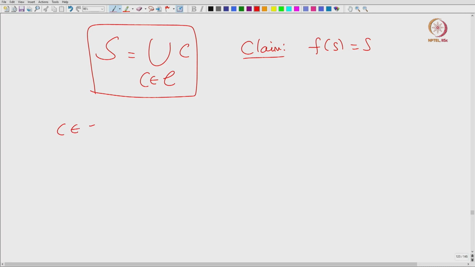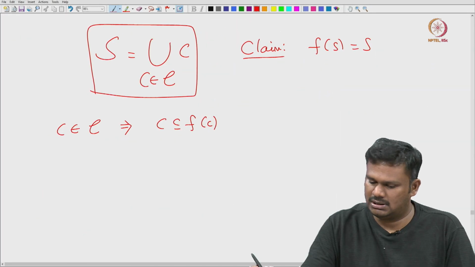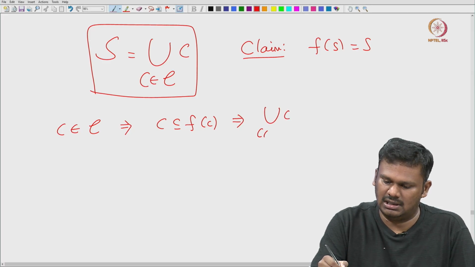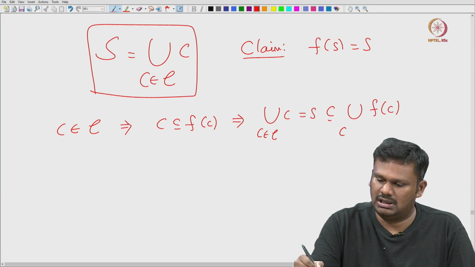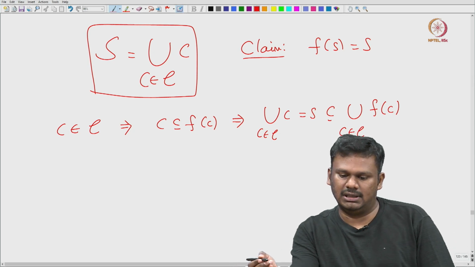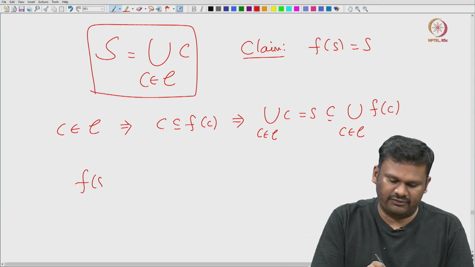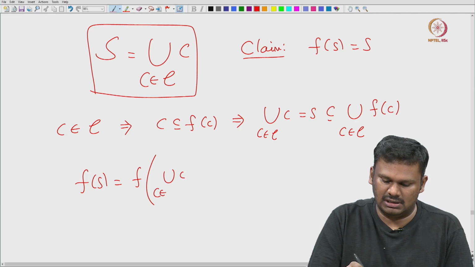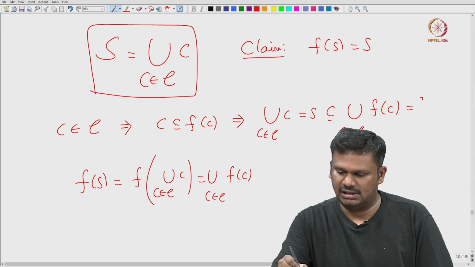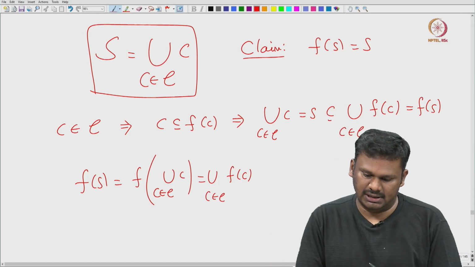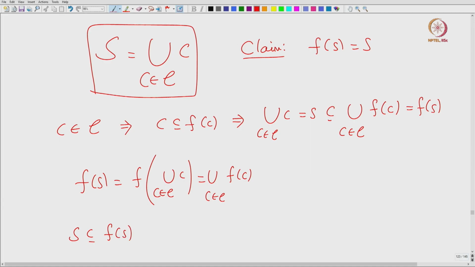So, now if I start with C in cal C, then that would imply that C is a subset of f of C. So, that is by definition. So, that means if I take the union of C in cal C, so that is our S, that is going to be contained in the union of f of C, C in cal C. Okay. So, this containment is already there. But what is f of S? So, f of S is going to be f of the union of C in cal C. So, that tells you that this is exactly equal to the union of f of C, C in cal C. So, that means this is exactly f of S. So, that proves that S is contained in f of S.